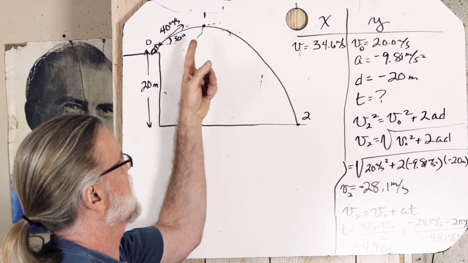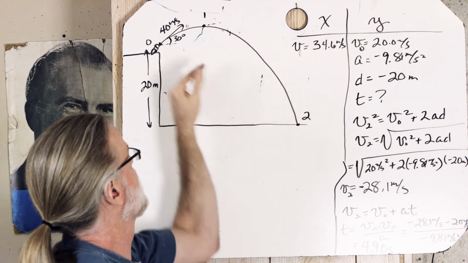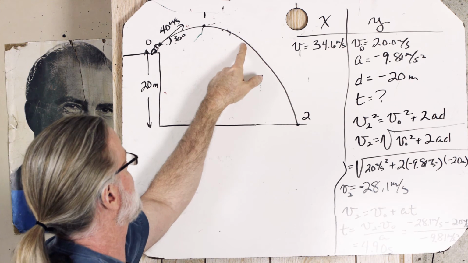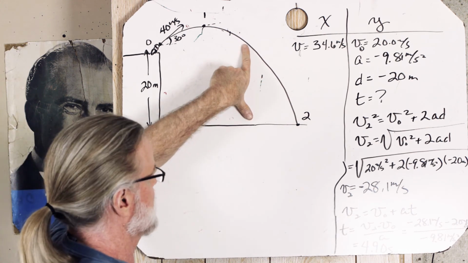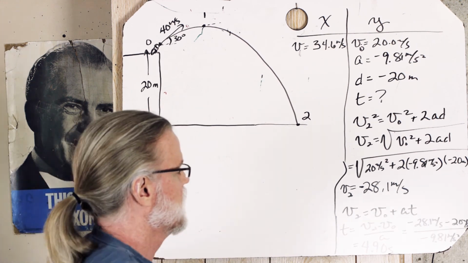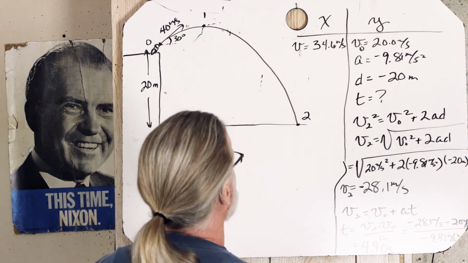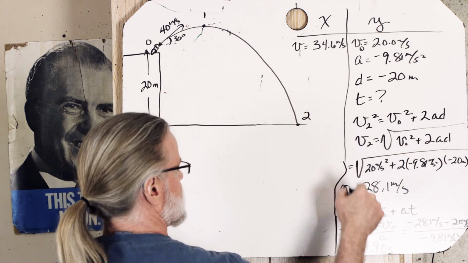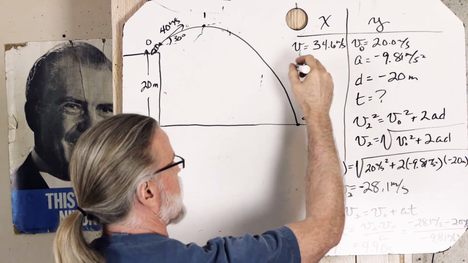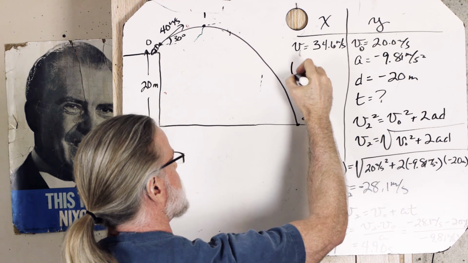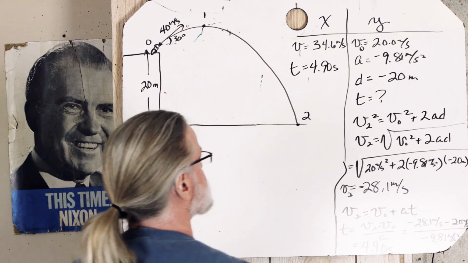Well, it took 2 seconds to get up there because it was 20 meters per second. It loses 10 meters per second per second. So it takes 2 seconds to get up, 2 seconds to get back to here. So that's 4 seconds, but it's going pretty fast. So maybe it takes 0.9 to go the rest of the way. That seems reasonable. It doesn't mean it's right, but it seems reasonable. All right, so the only thing that the x and y share is time, actually. So t equals 4.90 seconds.